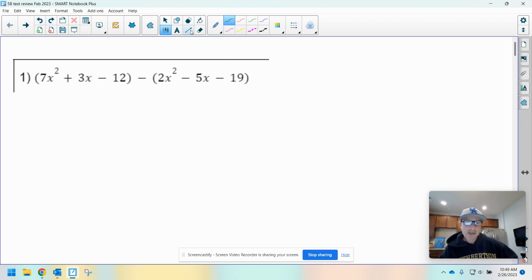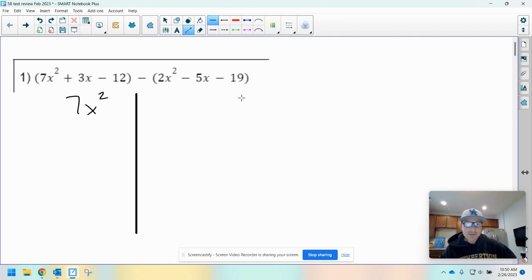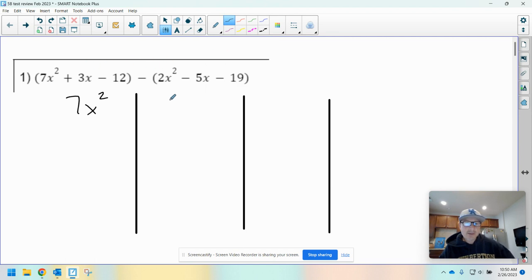When we do these, I like to put them in columns by their like terms. When I say like terms, I mean everything with an x squared is a like term, everything with an x is a like term, and everything that's a number that doesn't have an x, just a regular old number, that's a like term as well. So let's put them in columns. Let's put the x squareds in one column. Let's put the x's in another column. And then let's put the numbers in another column. We're going to go across the top and write them just as we see them. 7x squared, 3x, and then minus 12.